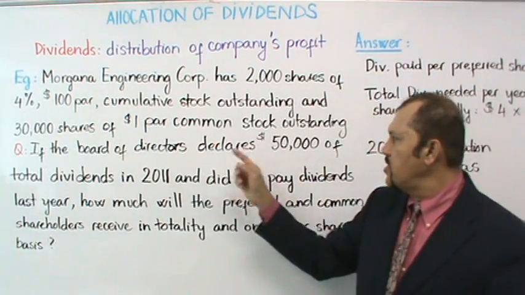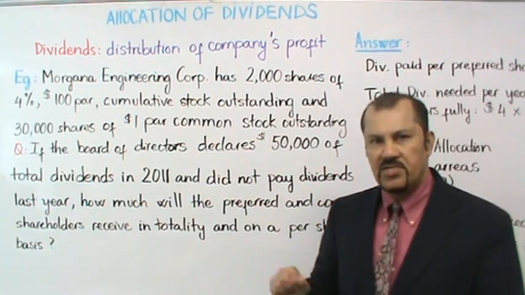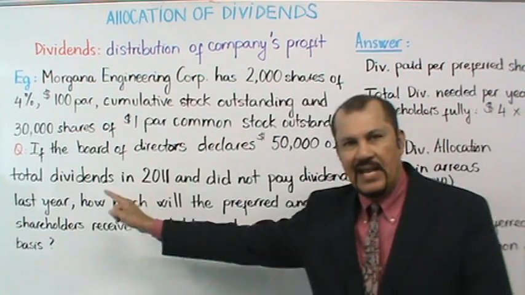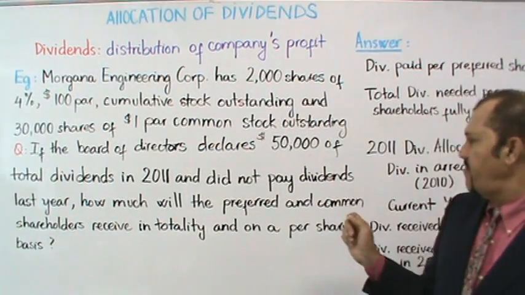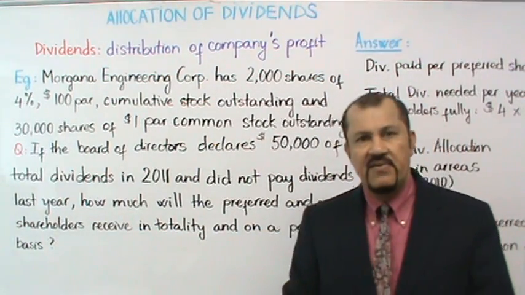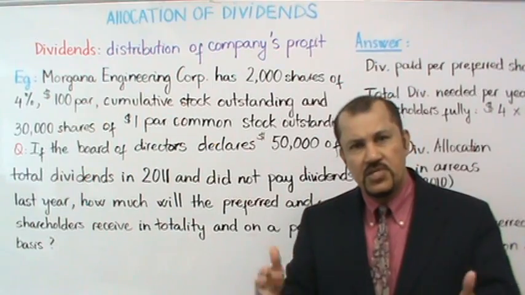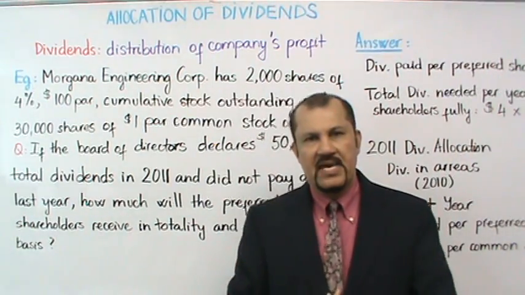If the board of directors declares $50,000 of total dividends in 2011 and did not pay any dividends last year, this is what we call dividends in arrears, how much will the preferred and common shareholders receive in totality this year in 2011, as well as on a per share basis? That's the question. So let's see how we can work this out.